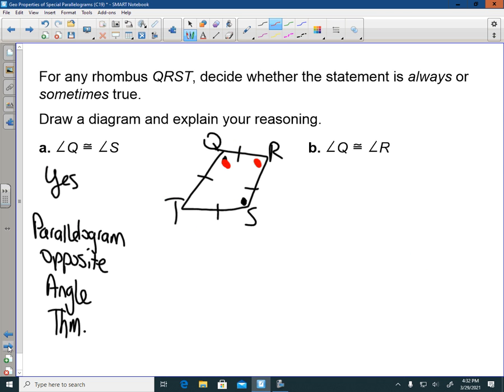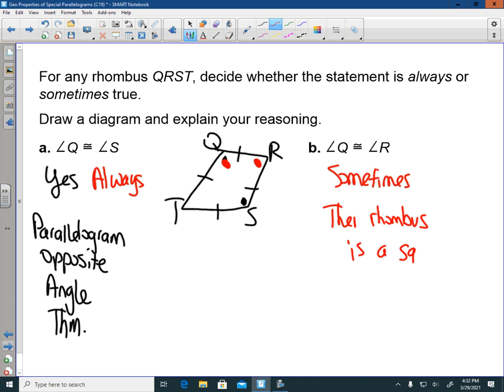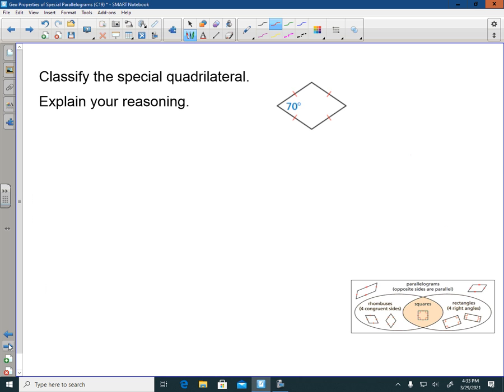And so on this one we'd have to say always, and on this one, sometimes. And that sometimes would happen when the rhombus is a square. That's when you would have Q and R be congruent to one another. All right, let's try another one.